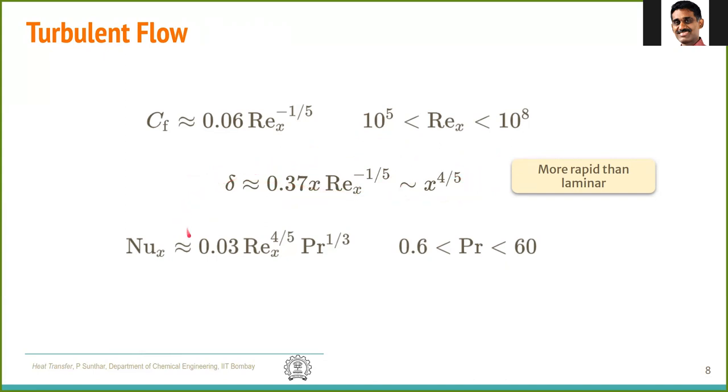Now, again, using this, we can find the expression for Nusselt number. Again, the Nusselt number here goes as Re_x power 4 by 5. Instead of 1 by 2, we have 4 by 5. And Prandtl number dependence remains the same, Pr power 1 by 3. Again, these are approximate relationships, valid in the limited range of 0.6 to 60 in Prandtl number. Similarly, there are relationships for other regimes which you can look up depending on the problem that you get. So what we have obtained so far is Nusselt number correlation for laminar flow as well as turbulent flow over a flat plate.